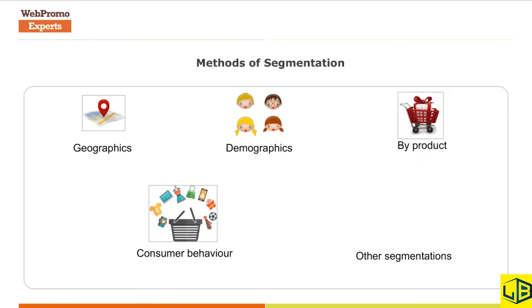There are different methods you can use to segment your customers. Your customer database can be segmented by geographic location and socio-demographic characteristics such as age, gender, education, etc. They can be segmented by the products they consume or by their consumer behavior, like how often they buy, how long ago, and the monetary value of their purchases.